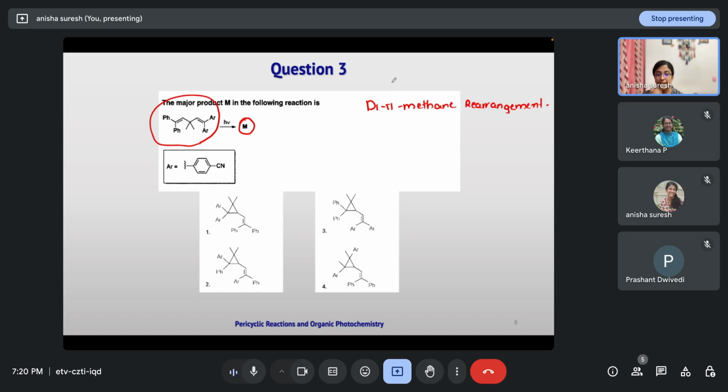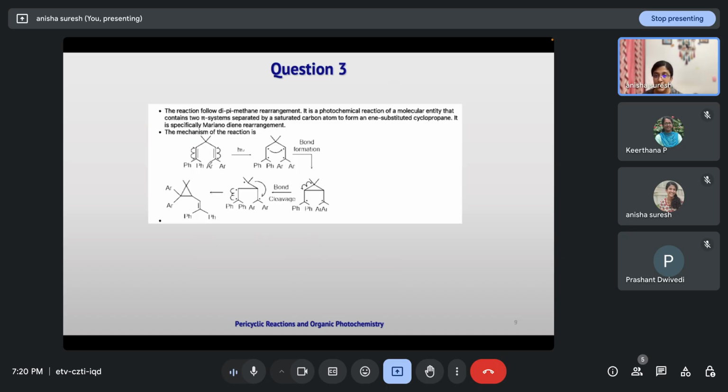So let us see the mechanism first. As you can see here, under photochemical excitation, this tetra radical will be forming. Then these two radicals will recombine, leading to formation of this cyclopropane. Then this cyclopropane will undergo bond cleavage, leading to formation of this tertiary radical. Then which bond will recombine to give double bond, and which bond will recombine with the radical will depend upon the stability of the radical.